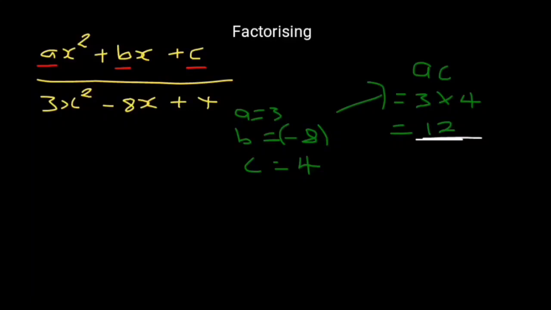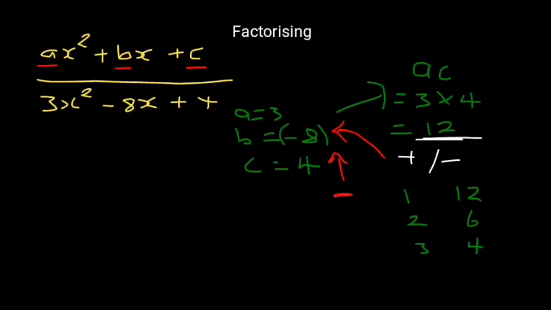Now with our positive 12, we now need to find two factors that can substitute for our b value. When it's added or subtracted, it needs to be equal to a negative 8. And when multiplied, it needs to be equal to that AC value, which is a positive 12. So we write the following factors that can go into 12. So we have 1 and 12, 2 and 6, and 3 and 4.